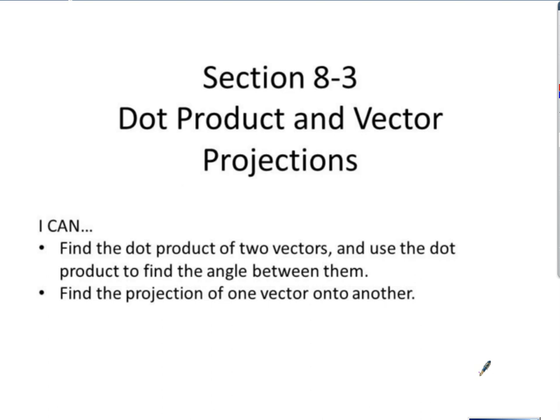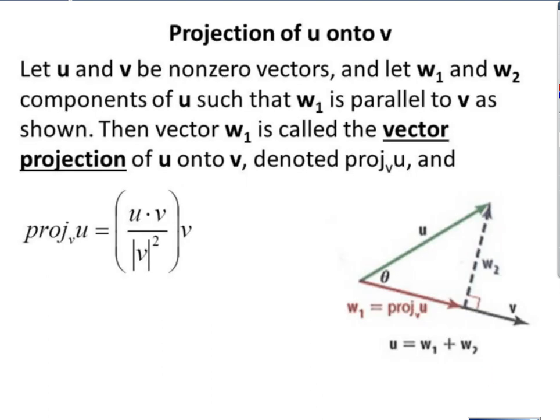This is section 8.3, part B, dot product and vector projections. Let u and v be non-zero vectors, and let vector w sub 1 and w sub 2 be components of vector u, such that w sub 1 is parallel to vector v, as shown. Then vector w sub 1 is called the vector projection of u onto v, denoted by the projection of u onto v in the notation.